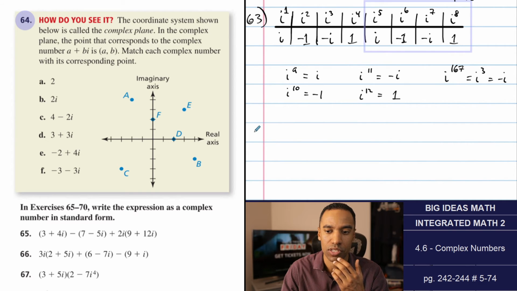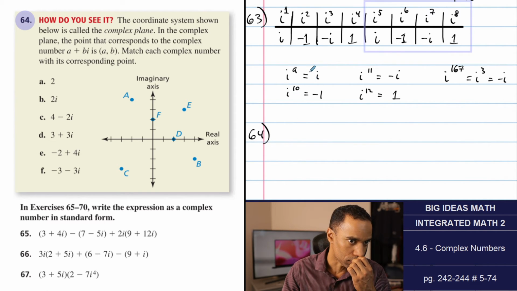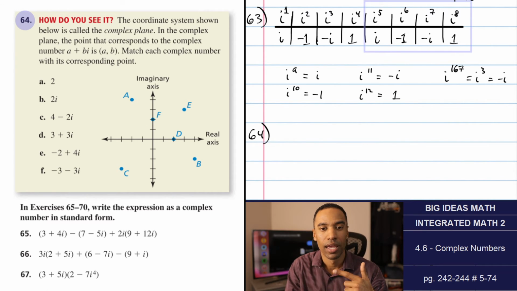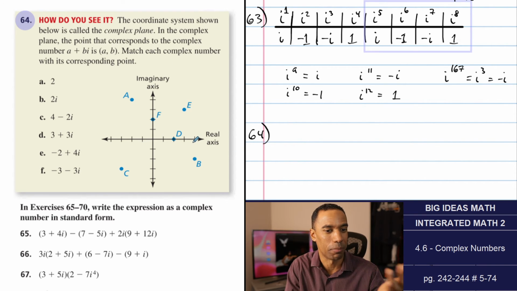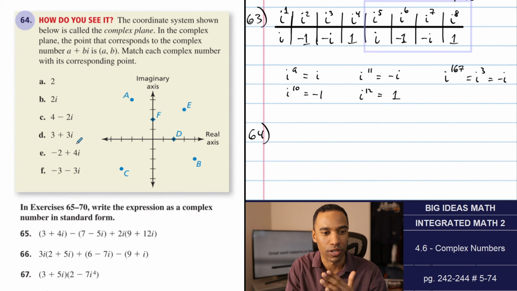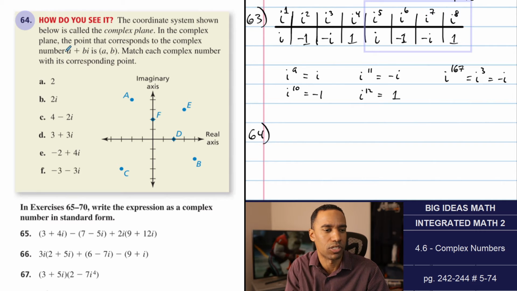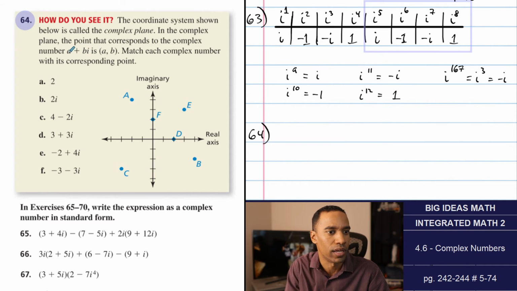Okay, number 64. The coordinate system shown below is called the complex plane. This is where they're bringing it up. And where I was trying to do it with the circuit stuff, I don't know if it actually applied fully, but here's your real axis. Think of your real number line, where you have 1, 2, 3, 4, 5, negative 1, etc. Don't think of it as x and y, although you kind of can. In the complex plane, the point that corresponds to the complex number a plus bi is (a, b). So think of it like x and y. Left, right, up, down. What are the numbers that work there? Match each complex number with its corresponding point.